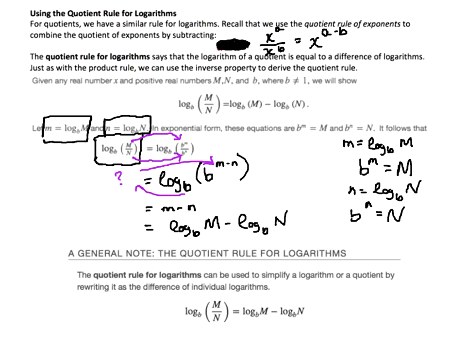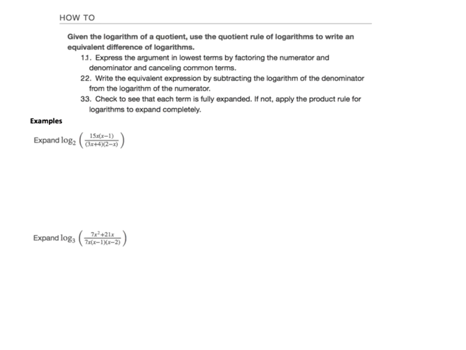So what this rule is telling you is that when you have the log of a quotient, that's the same thing as the log of the numerator subtracted by the log of the denominator. Okay, so we're just going to see this in action here.